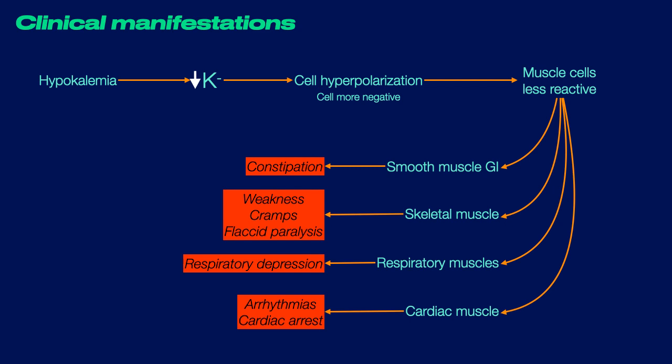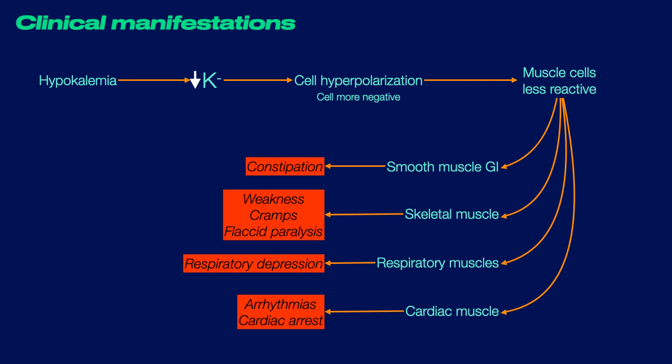So with low potassium in the blood, the membrane potential can hyperpolarize and become more negative. This means that these muscle cells become less reactive to a stimulus, or in other words, they need a stronger stimulus. So, as clinical manifestations, diminished contractions of smooth muscles can lead to constipation.